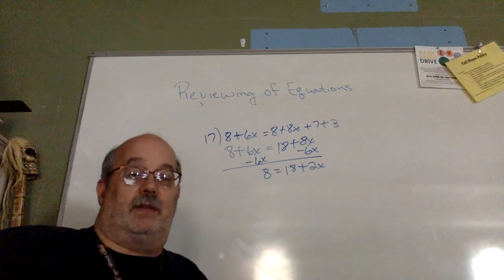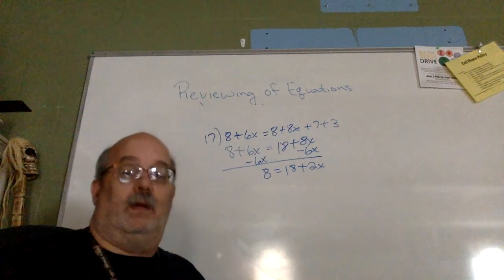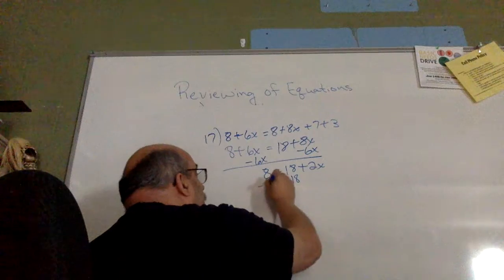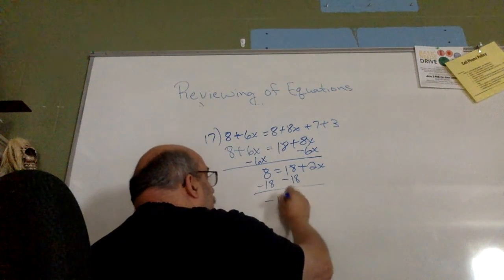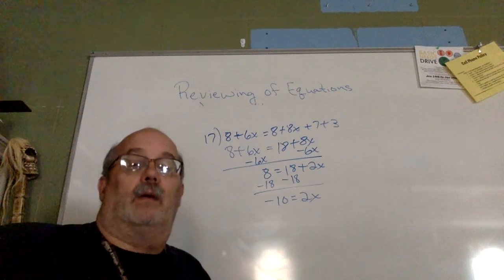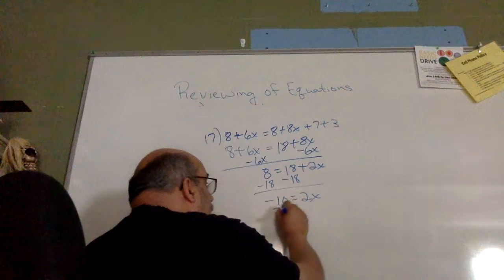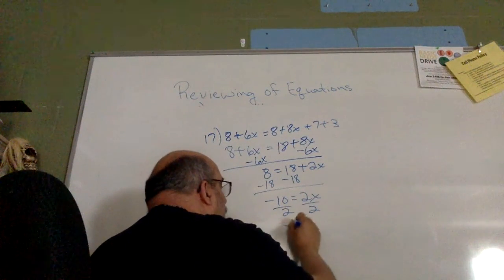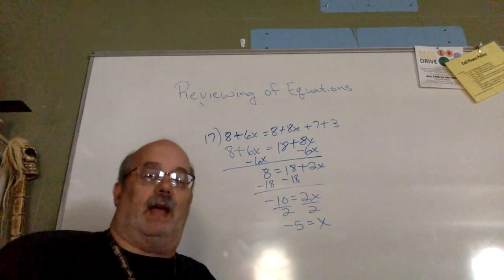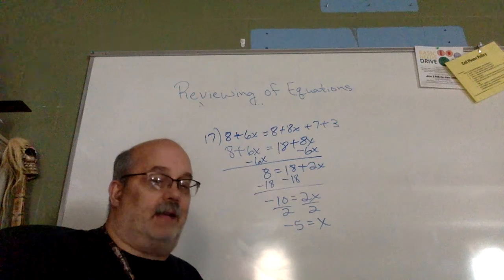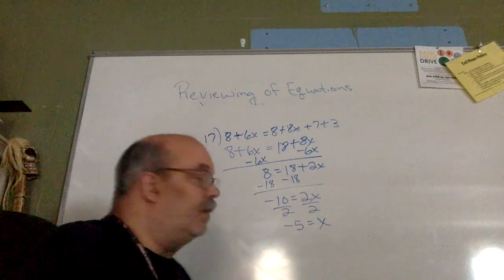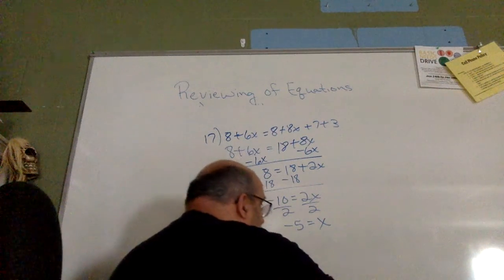We still have addition and subtraction to do, so we're going to continue. We're going to take away the 18 from both sides. We have negative 10 equals 2x. We're going to divide by 2. So we have negative 5 is equal to x. We have a variable on the right, x, and we have a number on the left, negative 5. We'll do one more problem and call it good.